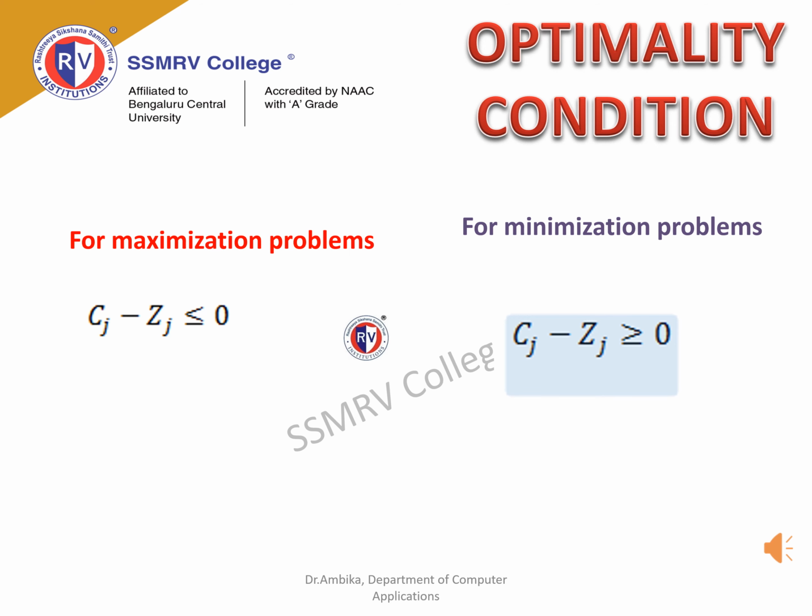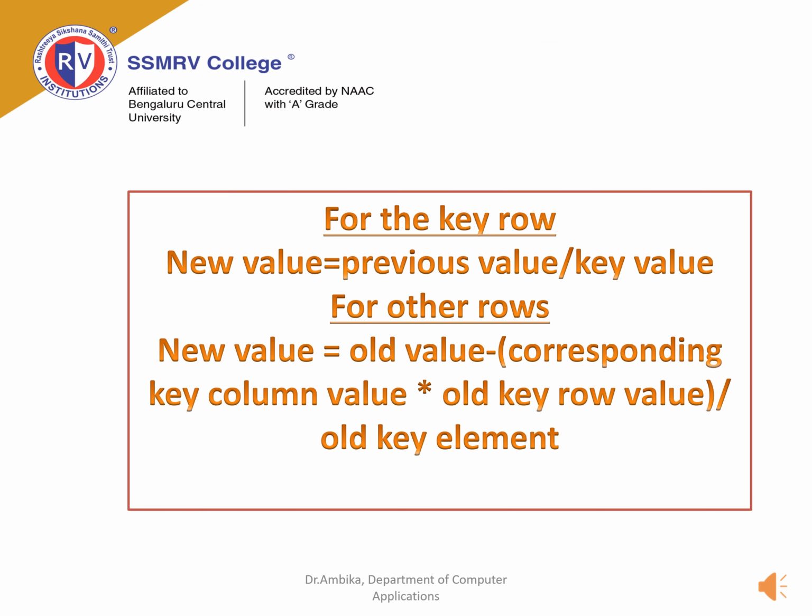next iteration. In the next iteration, we will be utilizing two formulas in order to calculate the next iteration values. For the key row, new value is equal to the previous value divided by the key value. For other rows, new value is equal to old value minus the corresponding key column value into the old key row value divided by old key element.